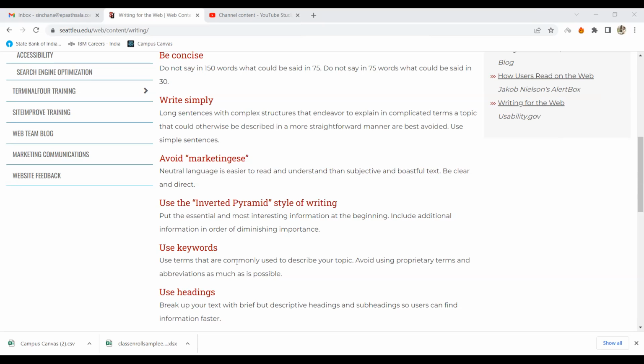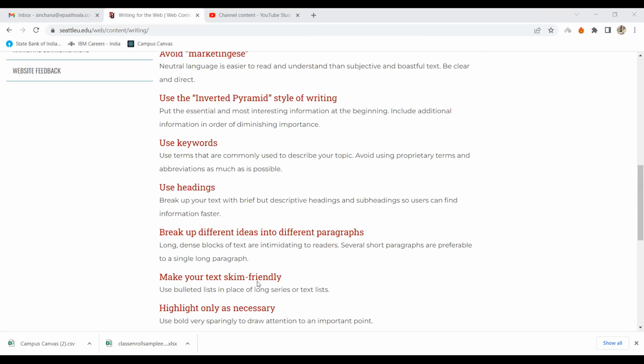Use keywords. Keywords are very important when it comes to content writing. You can use headings and break up text with brief but descriptive headings, and you break up different ideas into different paragraphs. So don't write everything in one paragraph. Write different paragraphs for different information.